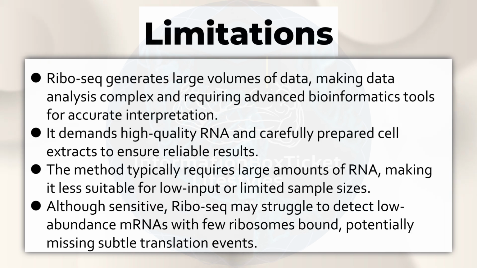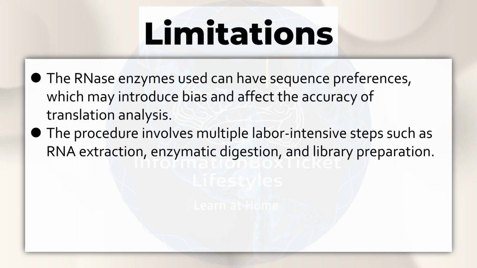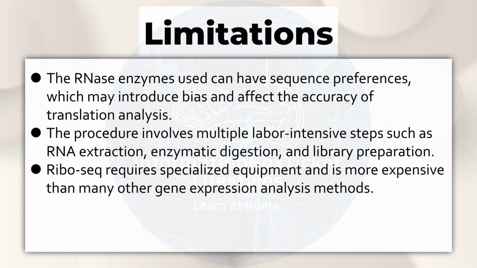Although sensitive, ribosome sequencing may struggle to detect low-abundance mRNAs with few ribosomes bound, potentially missing subtle translation events. The RNase enzymes used can have sequence preferences, which may introduce bias and affect the accuracy of translation analysis. The procedure involves multiple labor-intensive steps, such as RNA extraction, enzymatic digestion, and library preparation. Ribo-Seq requires specialized equipment and is more expensive than many other gene expression analysis methods.